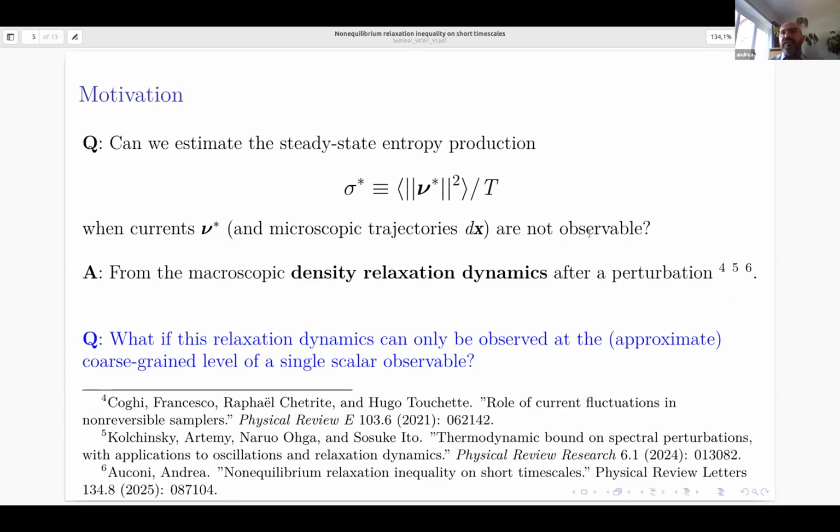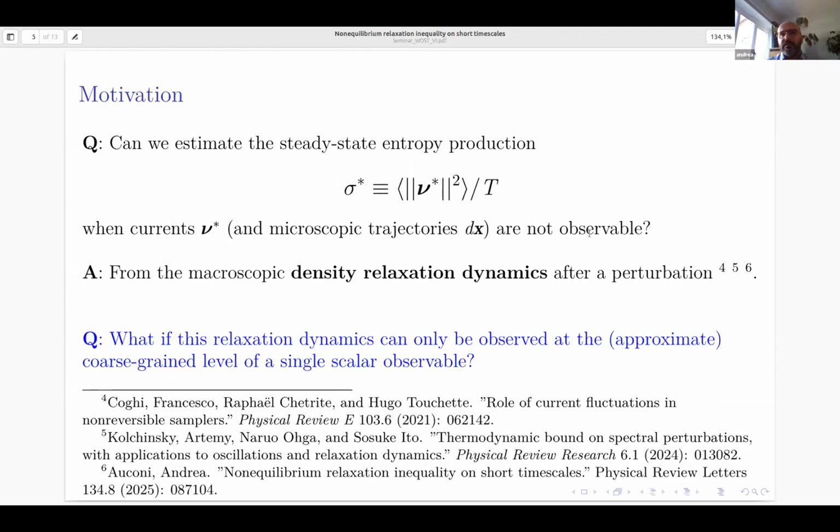Now to introduce the motivation of my study. The motivation is this question: can we estimate the steady-state entropy production when currents are not observable? And it's not only currents, let's say that also microscopic trajectories are not observable, and also not partially observable, so that we cannot apply the thermodynamic uncertainty relation.